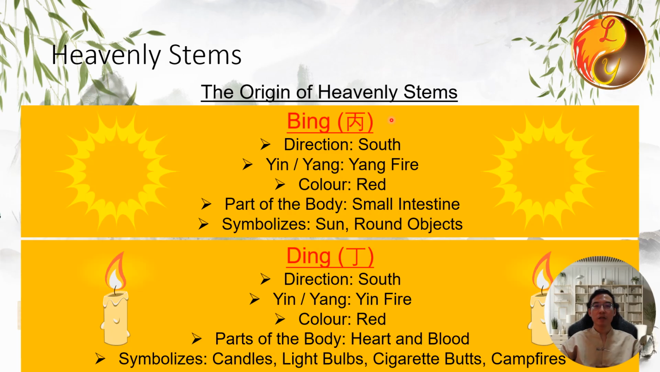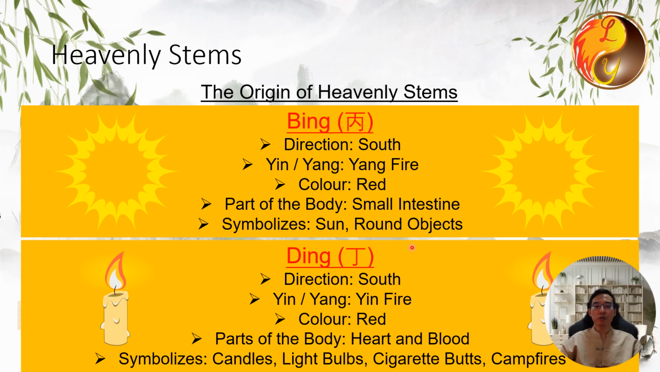For Bing, I use red to represent it because its element is fire. Its direction is south. It is a yang fire, which means it represents the color red and corresponds to the small intestine in the human body. Being yang fire, it symbolizes larger fires such as the sun in the sky and round objects. So Bing represents these things.